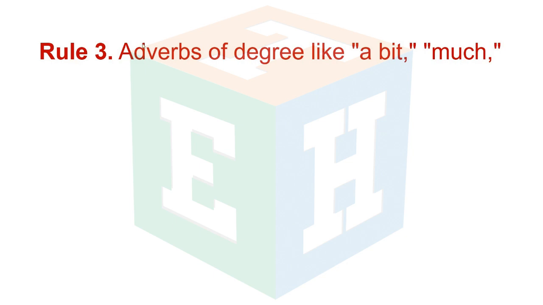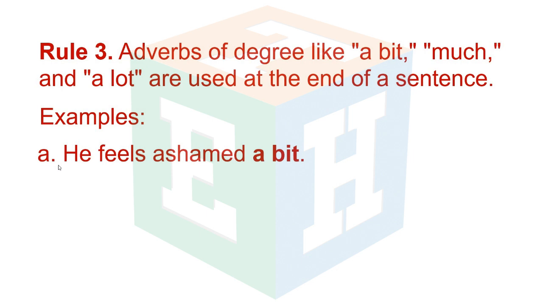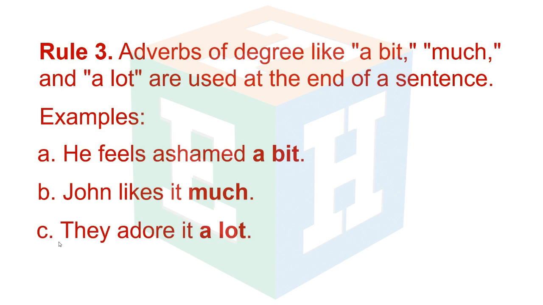Rule 3. Adverbs of degree like a bit, much, and a lot are used at the end of a sentence. Examples: A. He feels ashamed a bit. B. John likes it much. C. They adore it a lot.